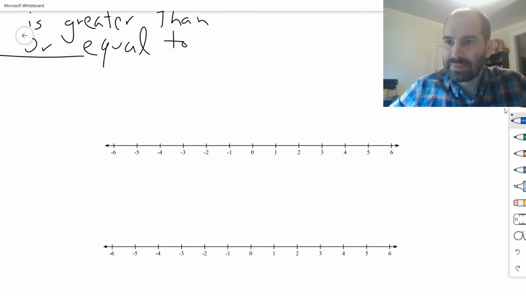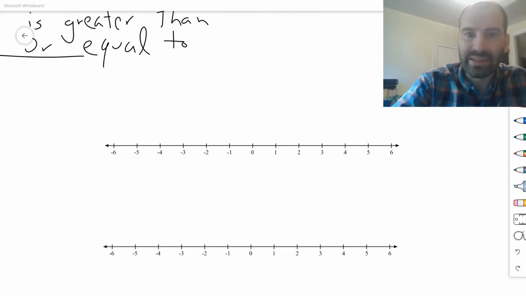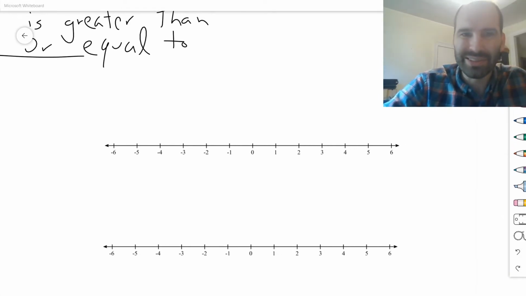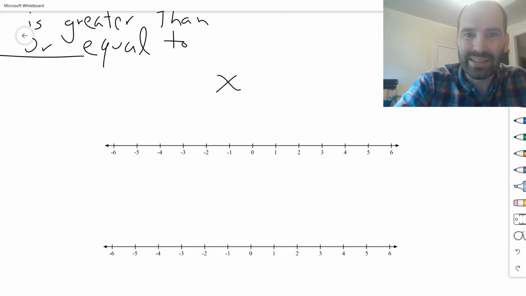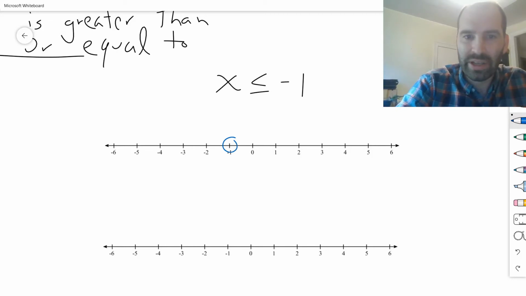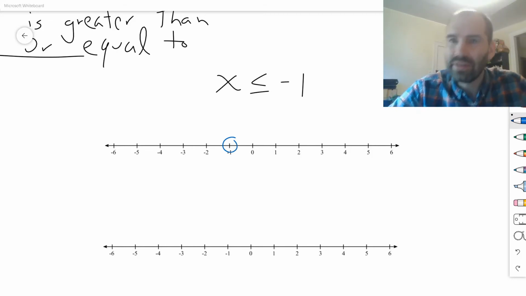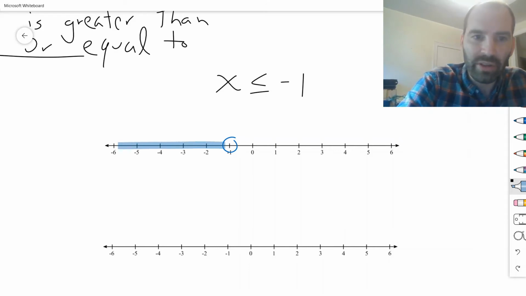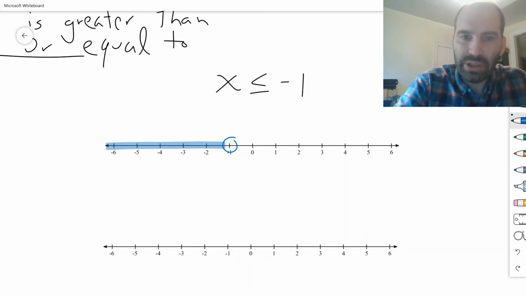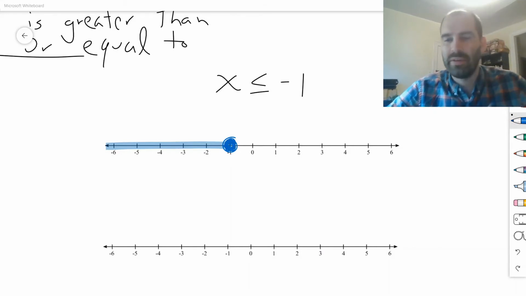Let's look at x is less than or equal to -1. Okay, so there's -1. What does less than mean? Well, it means to the left, right? So what I'm going to do is shade off to the left. Now it says or equal to, so it could also be equal to -1, so that means I'm going to fill this in. And that's how I would graph that inequality.